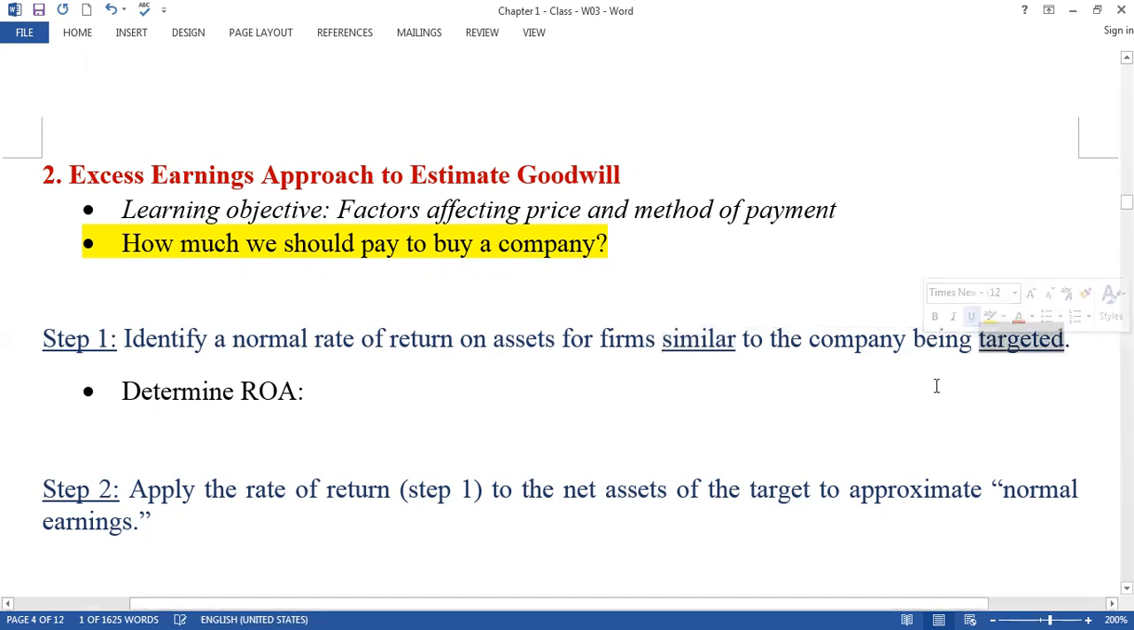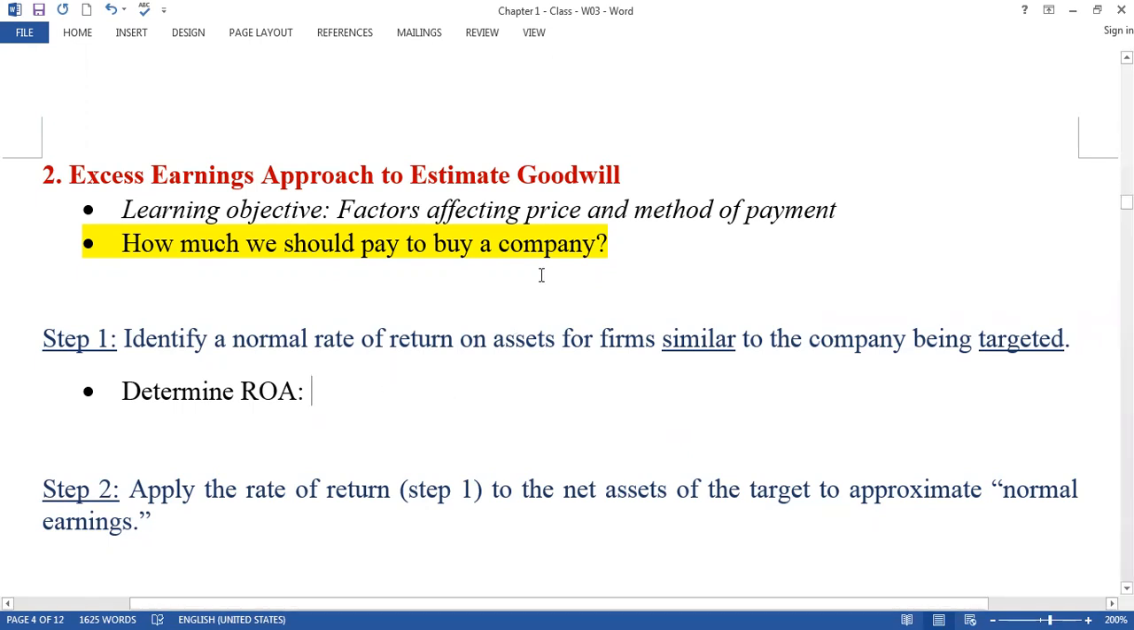Okay, so for example, you target to buy one company, and this company belongs to manufacturing. Now, if you go to the capital market and search the information, you can easily find the normal rate of return for the manufacturing company. You don't need to calculate this information. You can search any database for manufacturing company, what is the normal rate of return? Maybe 10% or 15%, you can easily get this information.